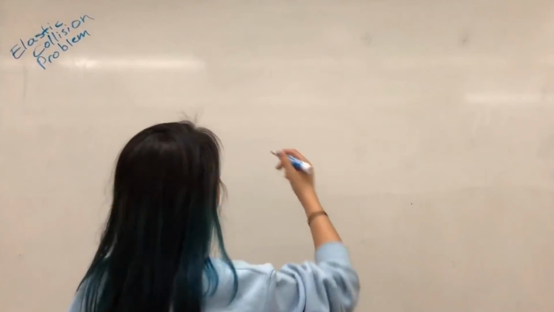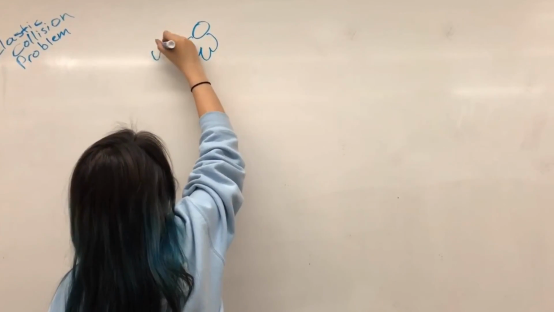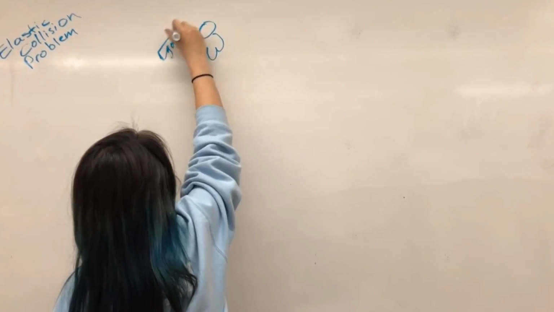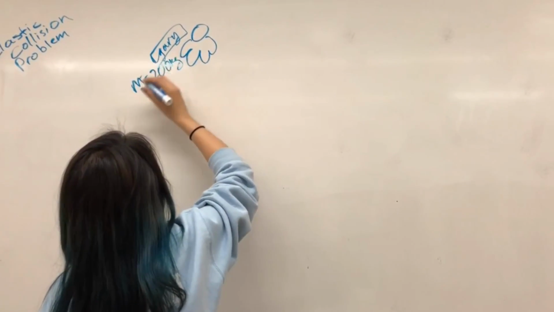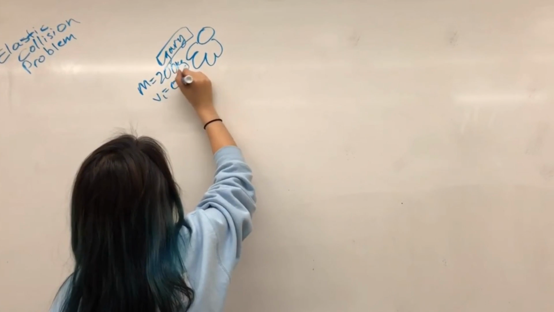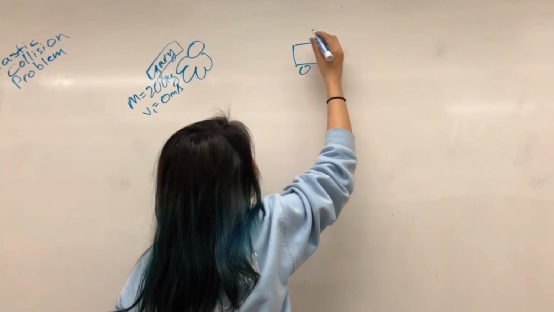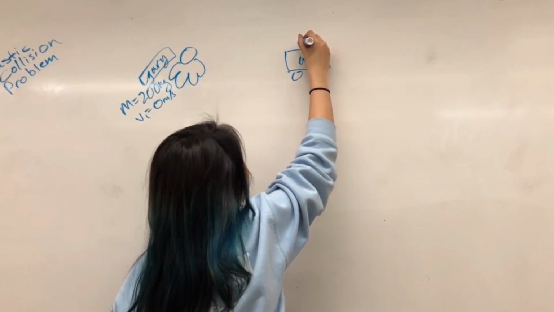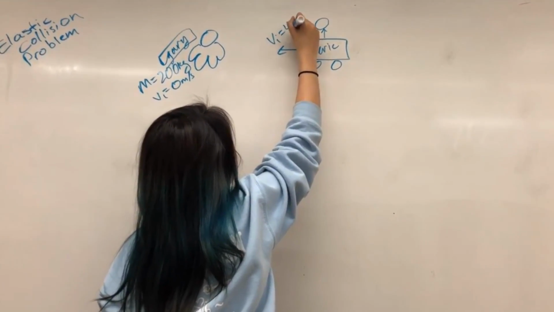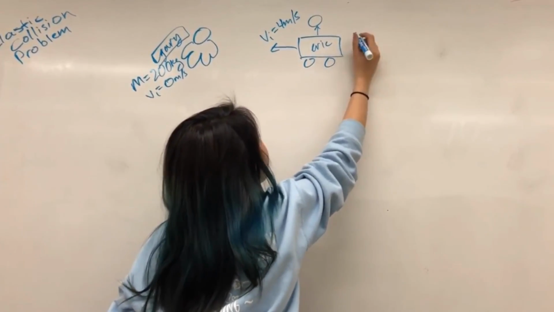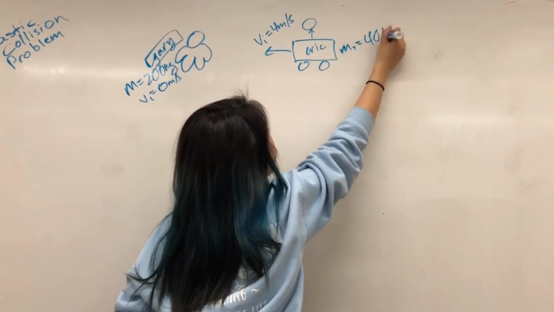Ta-da! Okay, so now we're going to do an elastic collision problem. So let's say this is Gary with a mass of 200 kilograms with an initial velocity of 0 meters per second. And coming at him is going to be Eric in a cart coming at Gary with a velocity of 4 meters per second. And their mass collectively will be, let's say, 40 kilograms.